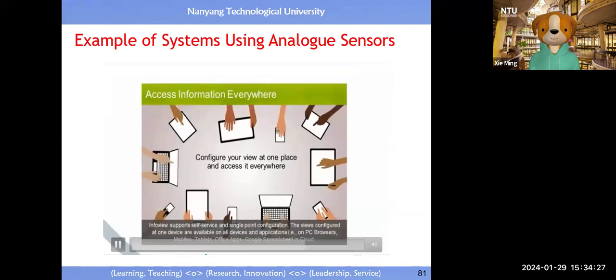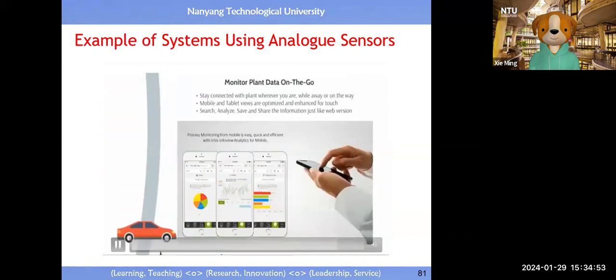Within InfoView, the process information is available everywhere. InfoView supports self-service and single-point configuration. A group of tags configured to visualize certain process information is called the view or analysis. The views configured in one device are available on all the other devices and applications like PCs, mobiles, tablets, office apps, and even Google spreadsheets. InfoView remotely helps to stay connected with the plant while away or on the way. All of these are optimized for screen and enhanced for touch. Search, analyze, save and share the information just like the web version.